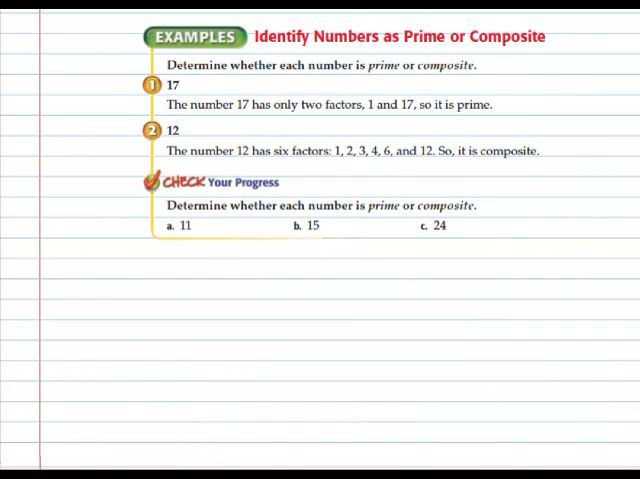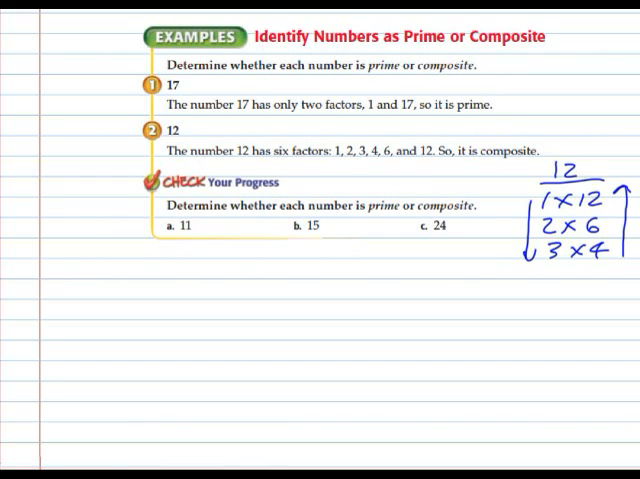Determine whether each number is prime or composite. With 17, it only has 2 factors, 1 and 17, so it's prime. A prime number is defined as a number with exactly 2 factors. 12 is a composite number because it has 6 factors, 1, 2, 3, 4, 6, and 12, so it's composite. I would list factors of 12 like so, working in a systematic manner, and then go down and up. I like to call this a factor tower.